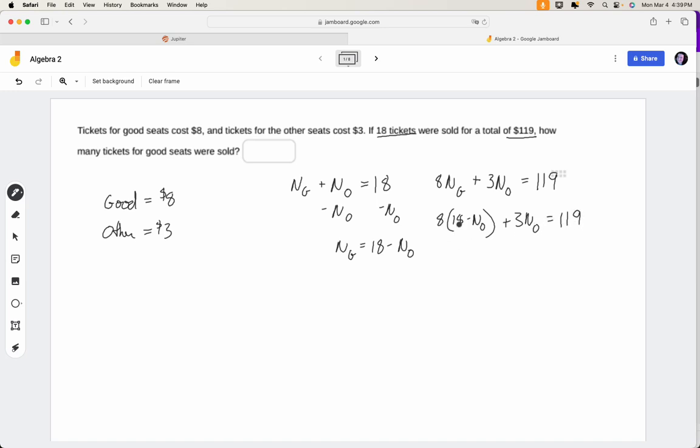So now 8 times 18, that's 80 plus 64. All right, so 8 times 10 is 80. 8 times 8 is 64. That gives us 144. I think that's right. Yeah. So 144 minus 8 times the number of other plus 3 times the number of other equals 119.